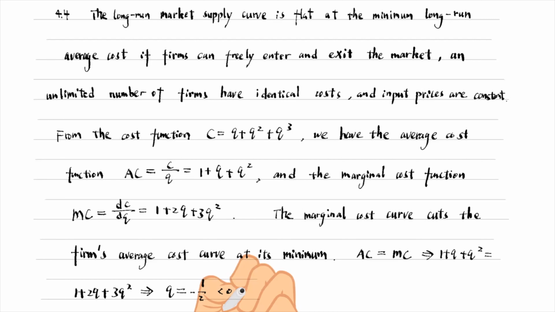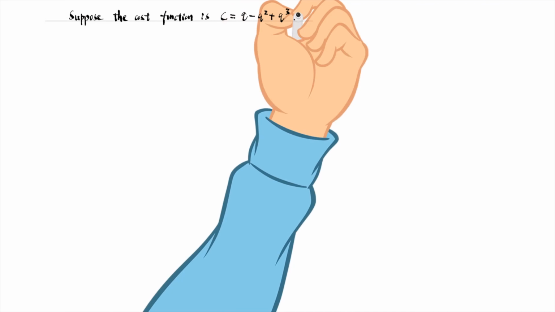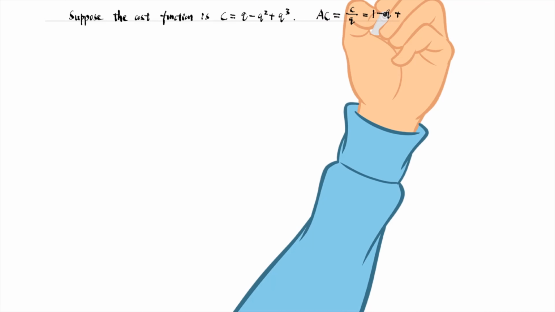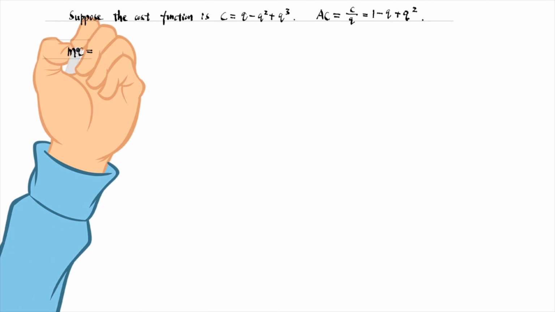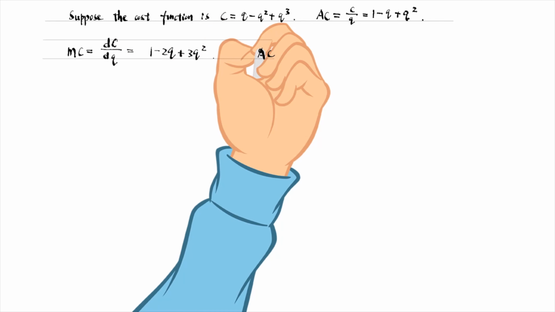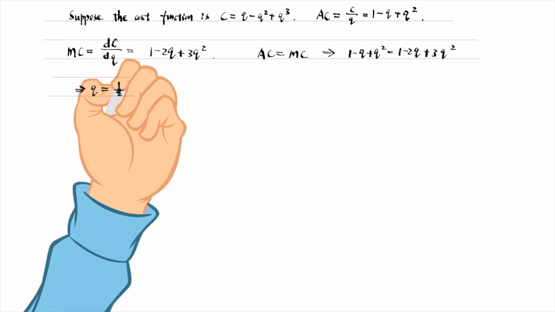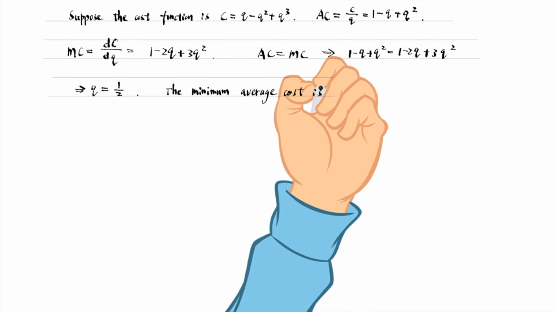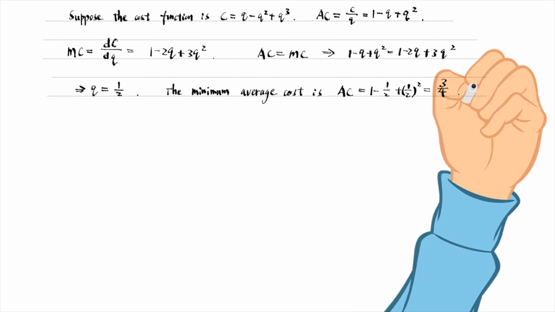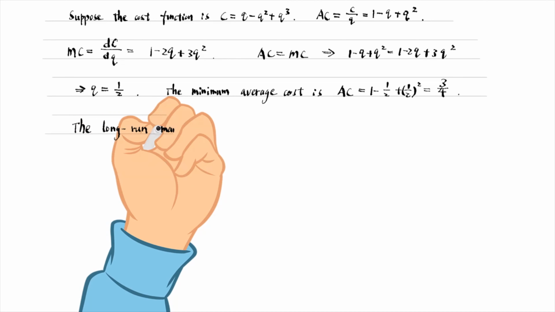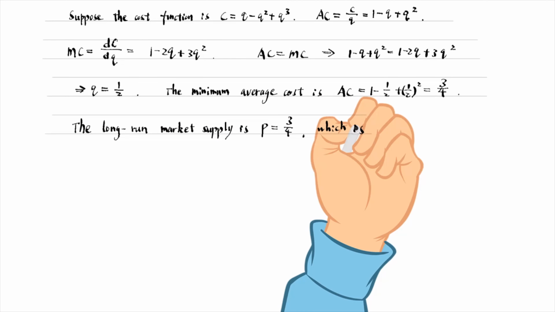It leads to a negative output level. We cannot proceed. Suppose the cost function is as follows. We use the same method to find the long-run market supply. P equals 3/4.